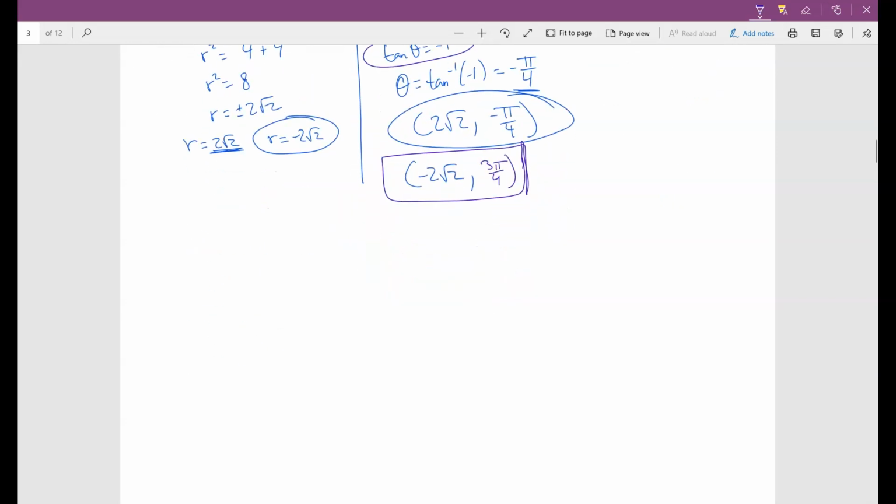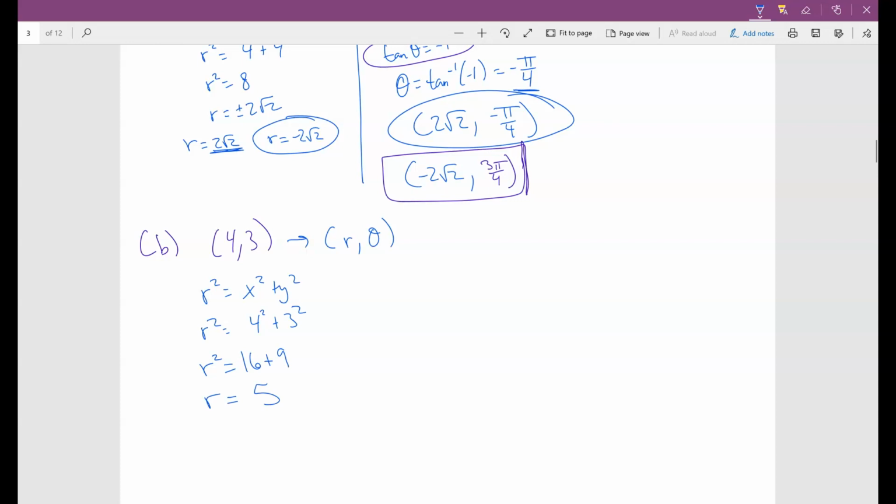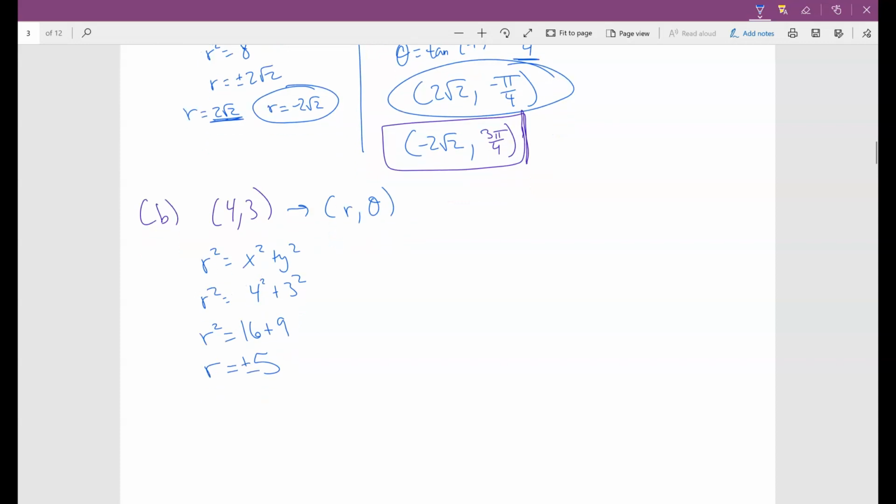Okay, so now let's do one more. So let's say we had 4 comma 3. With 4 comma 3, we're going to start off by finding whatever r is. So r squared equals x squared plus y squared. So r squared is going to be equal to 4 squared plus 3 squared. R squared equals 16 plus 9. So r is equal to 5, plus or minus 5. Okay, so notice that 4 comma 3 is going to be here. 1, 2, 3, 4, and then 3. So that's in this direction.